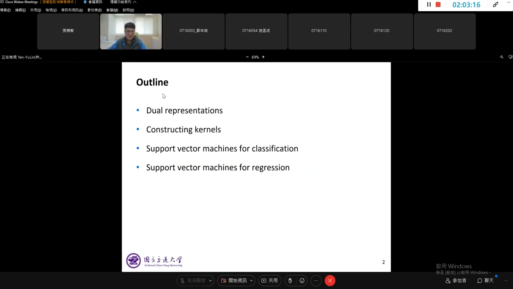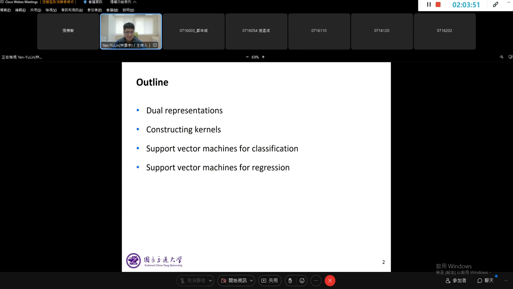Here is the outline of the lecture on kernel methods. It is divided into 4 parts. In the first 2 parts, let's consider the 2 main features of kernel methods. The first feature is dual representation. That is, kernel methods work on the dual representation of the model instead of the primal representation.